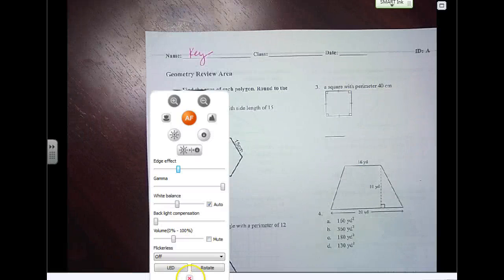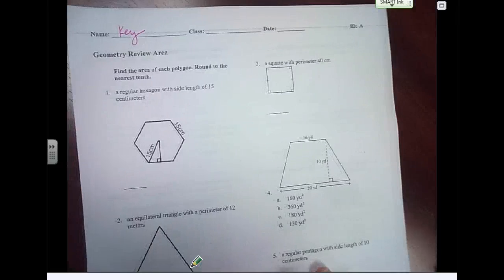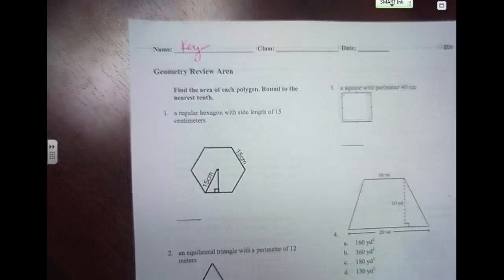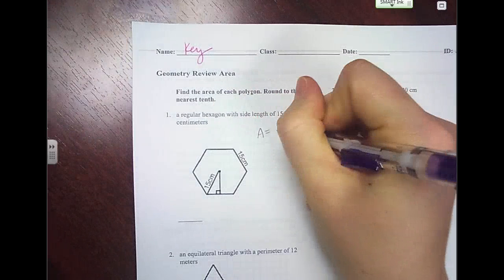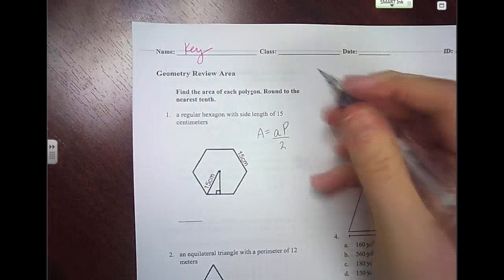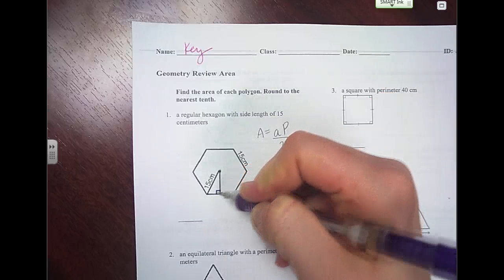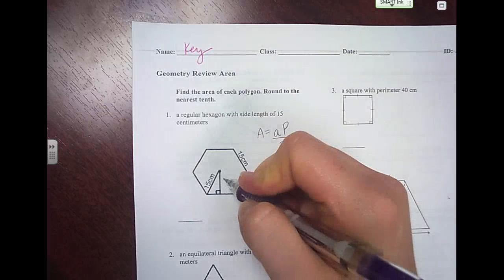Okay, let's get started on the area review. Number 1, you have a regular hexagon with side length of 15 centimeters. So if we have any kind of regular polygon, our formula is apothem times perimeter divided by 2. Remember, the apothem is from the center down to this base, and it makes a 90-degree angle. Okay, so we need to find that little a.